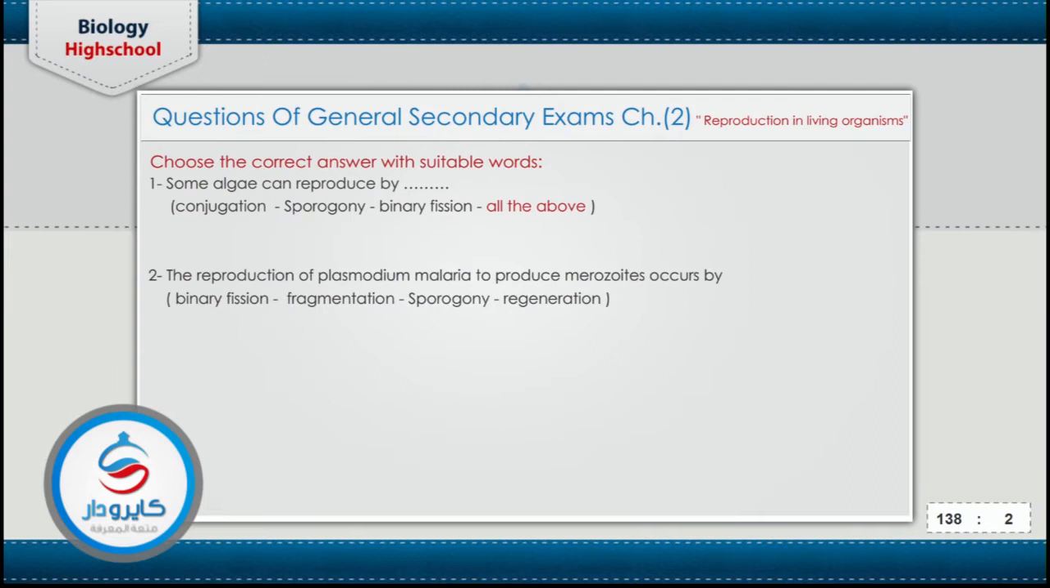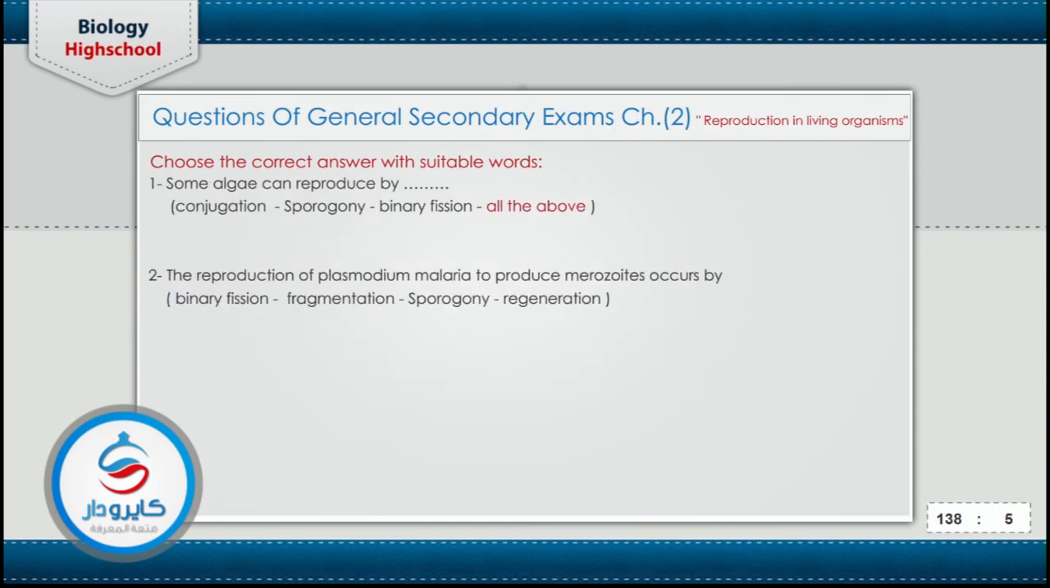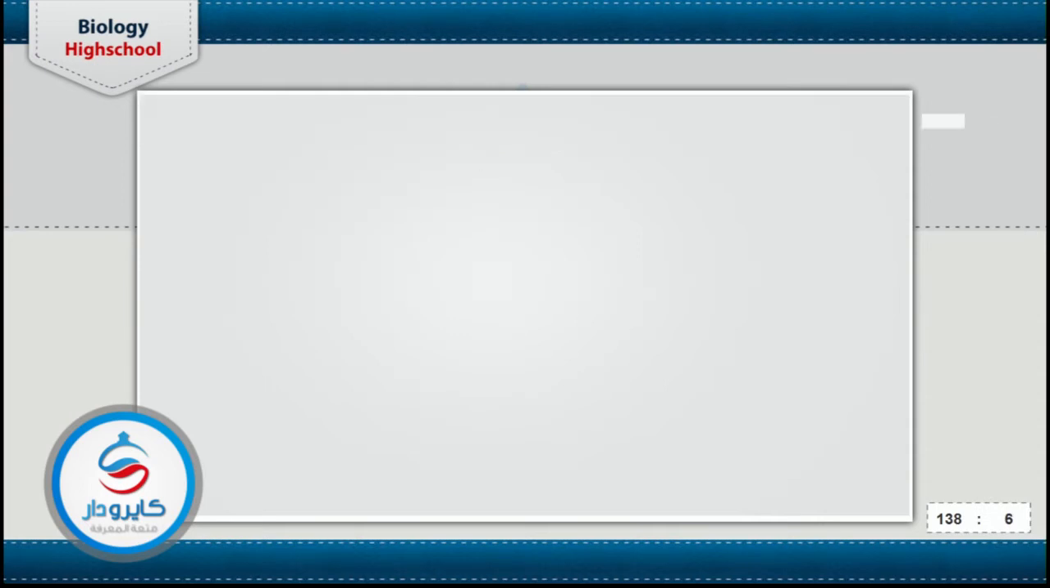But the second point is the reproduction of Plasmodium malaria to produce merozoites occurs by binary fission, fragmentation, sporogony, regeneration. The Plasmodium reproduction takes place by the alternation of generation. Alternation of generation means that the life cycle includes two generations, one of them as a result of sexual reproduction, but the other as a result of asexual reproduction. So the reproduction that takes place by fragmentation, which is a kind of reproduction called schizogony. So the answer is the fragmentation. The next question.